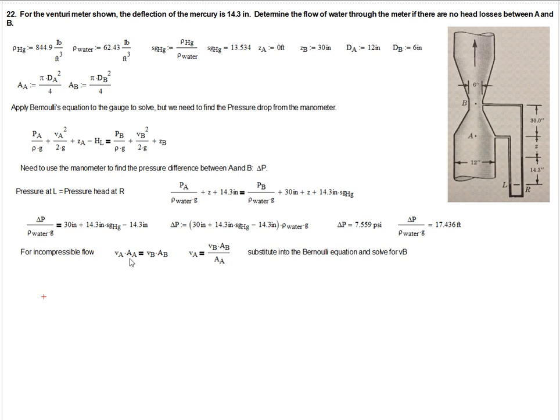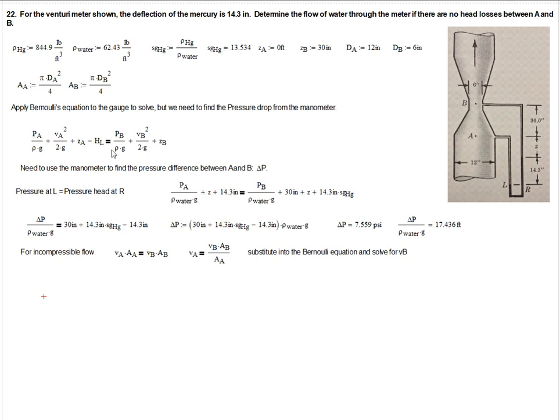We know that VA and VB are going to be different because, of course, AB and AA are different. When we are working with the Bernoulli equation, what we would like to do is express the velocity in terms of the other velocity, so we eliminate one of the unknowns. And so that's what I've done here. Because now I know my pressure drop, I want to solve for the velocity. And it doesn't matter which one I choose as long as I choose one of them.